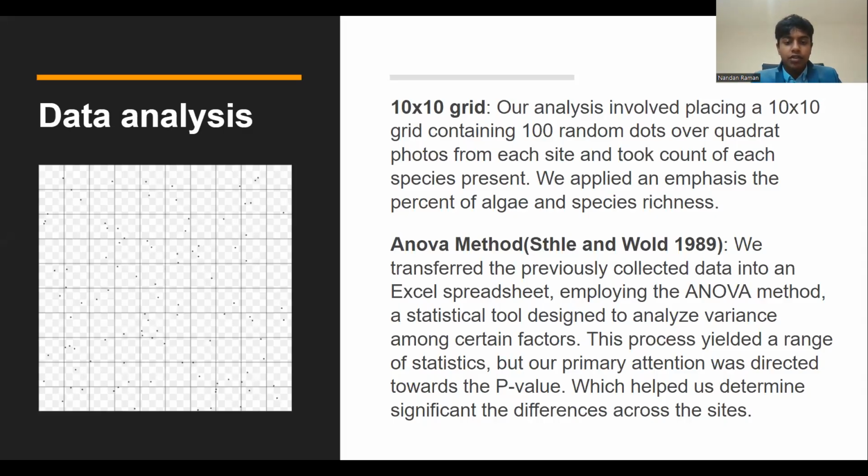We used a 10 by 10 grid with 100 randomly scattered dots on it and overlapped it with each photo to count all the species present at each dot. Then we transferred this data to a spreadsheet and employed the ANOVA method. It produced many statistics, but the one we directed our attention to was the p-value, which helped us determine the significance of the differences across all of our sites.